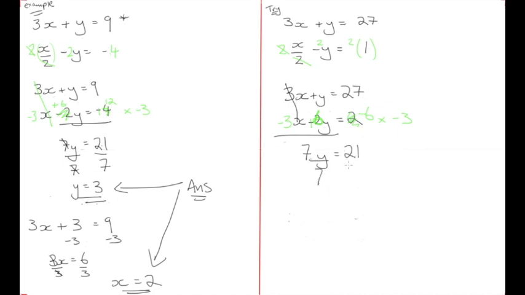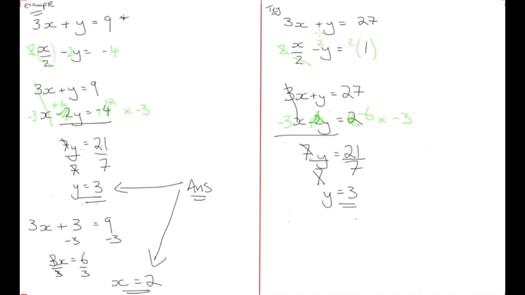Divide both by 7. Excuse my lack of neatness. y is equal to 21 divided by 7, which is 3. Okay, I found out what y is. It's the same as over here. So let's see if x is the same.